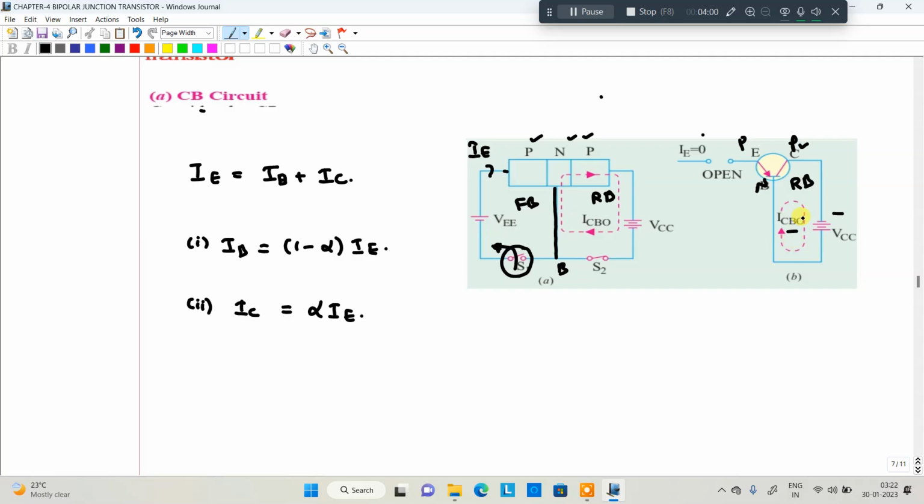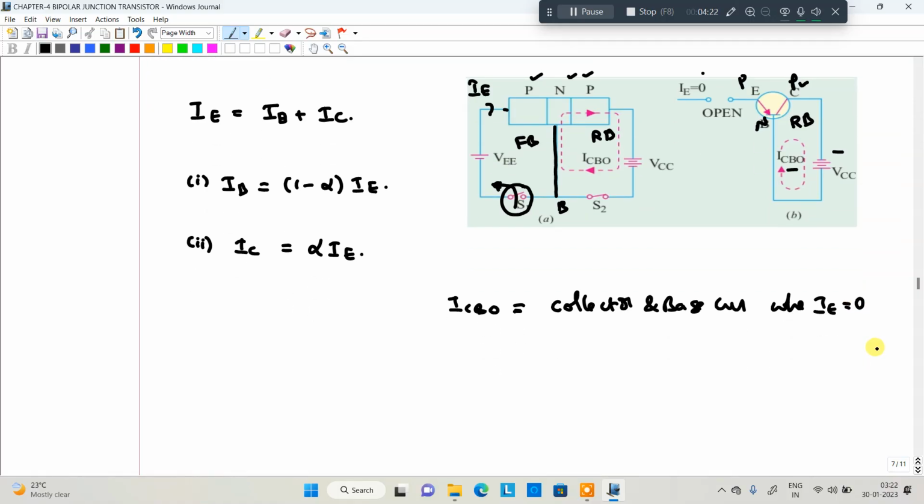That circulating current we call ICBO. ICBO means the collector to base current when the emitter is open. When the emitter is open circuit, the emitter current is equal to 0, that is ICBO. So ICBO is exactly the reverse saturation current, the same as the open circuit current in a diode in reverse bias.